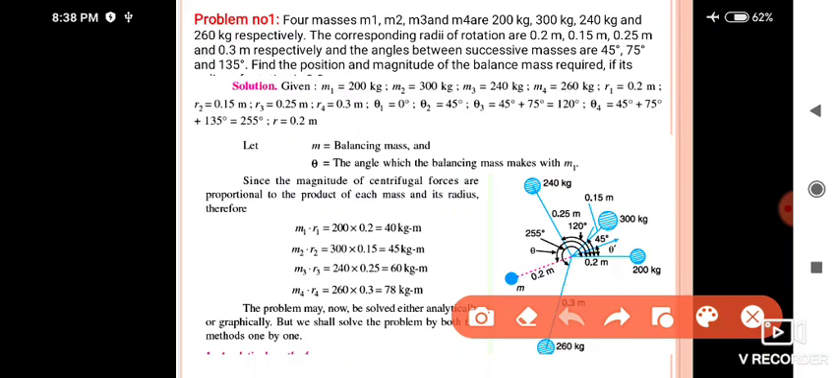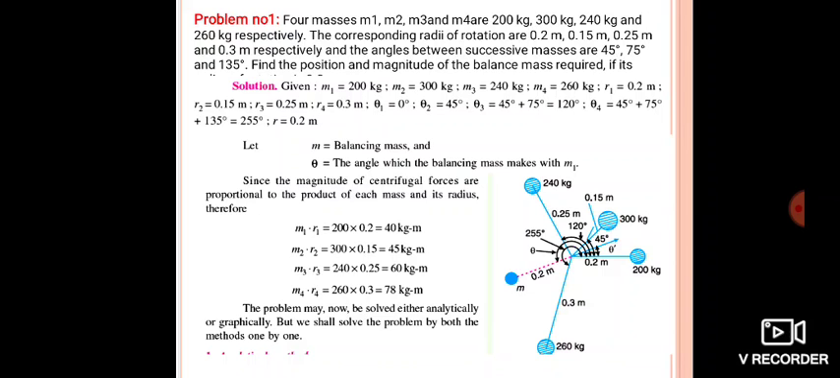Then start with the solution. Here m is the balancing mass and theta is its angle, as I just told. And since the magnitudes of the centrifugal forces are proportional to the product of each mass and radius, therefore you have to add like this: m1 into r1, add the values, and you are going to get the magnitude of the centrifugal force. Okay, m1 r1, m2 r2, m3 r3, m4 r4. Okay, like that you have to find the magnitude of the centrifugal forces.